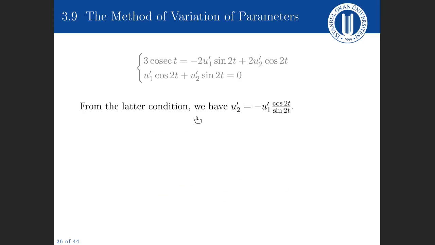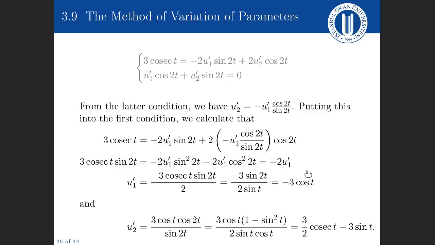From the second equation, we can rearrange to find that u2 prime is minus u1 prime cos 2t divided by sine 2t, and then we can substitute this into the first equation. And rearrange, and the first equation then simplifies to u1 prime is equal to minus 3 cos t, which I leave for you to check.